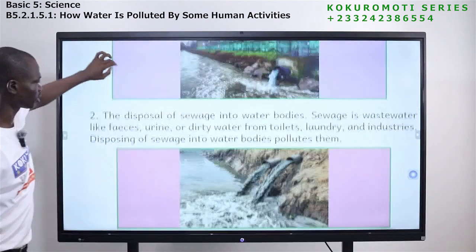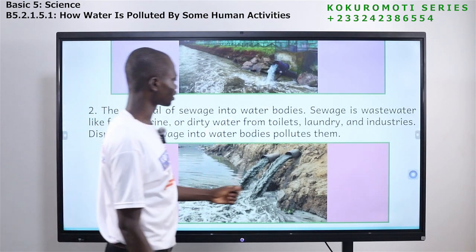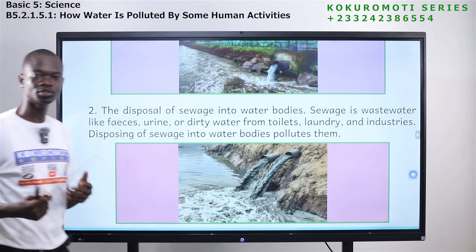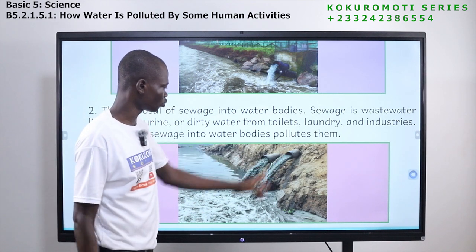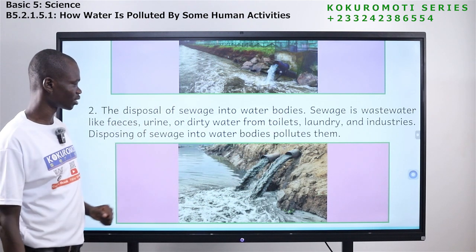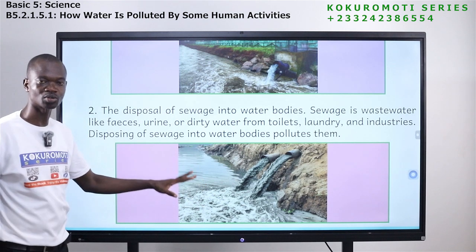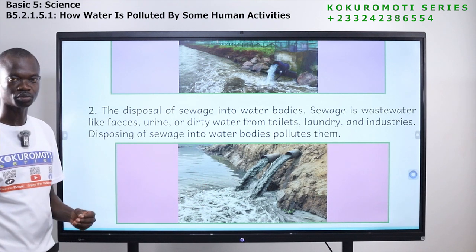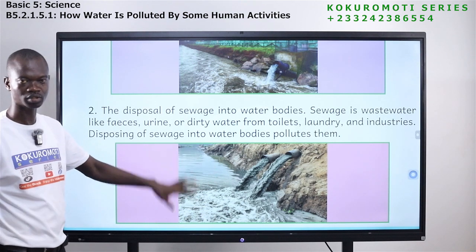Okay. So the next one, the disposal of sewage into water bodies. I explained to you that sewage is what? Wastewater. So you see this water is waste coming from somewhere into the water body here. So if you use water from this source, what do you think will happen to you? Because the sewage will contaminate the water, will pollute the water.